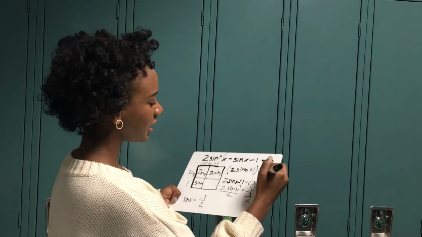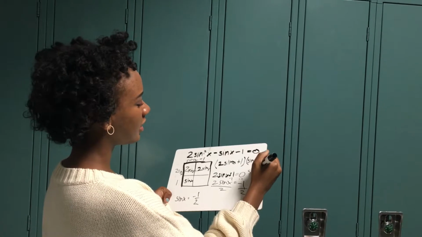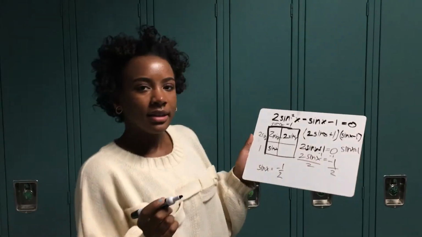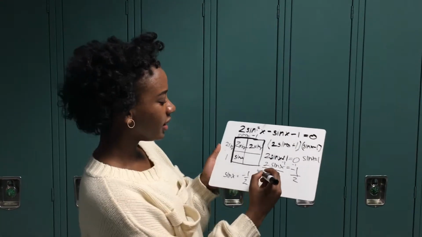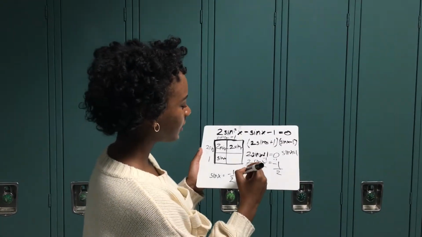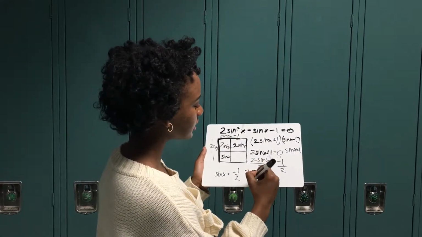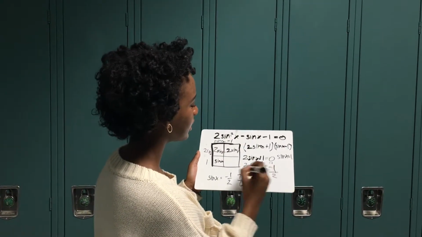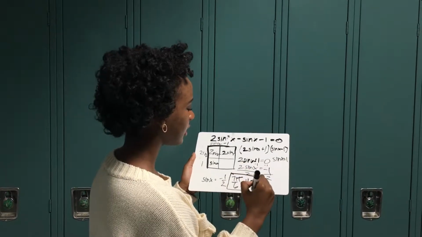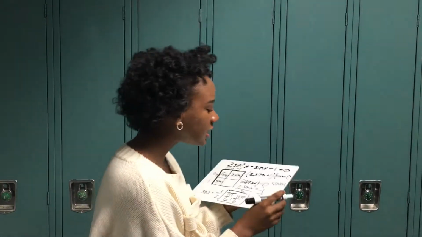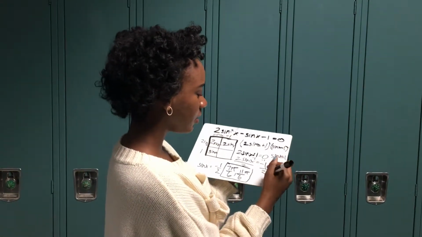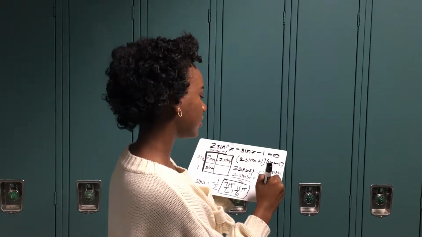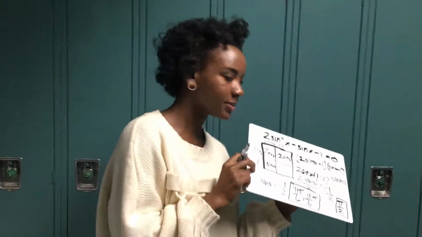You do the same thing for this side, but it's just going to be sine of x equals 1 once you set it equal to 0. According to the unit circle, when sine is negative 1 half, it's 7 pi over 6 and 11 pi over 6. So that's one set of answers. And with this one, sine equals 1 when it is pi over 2. And so those are the three answers to this problem.